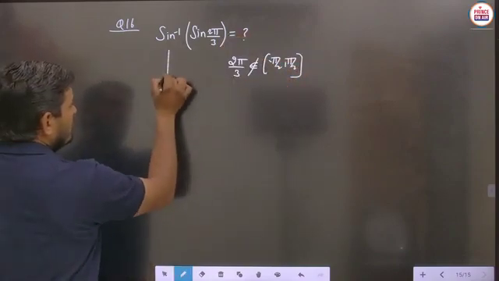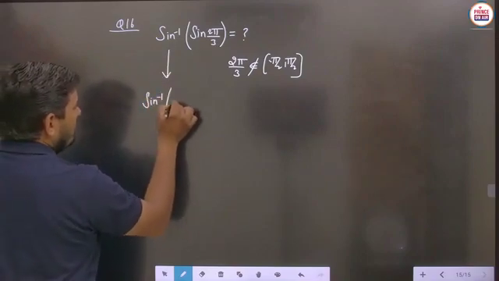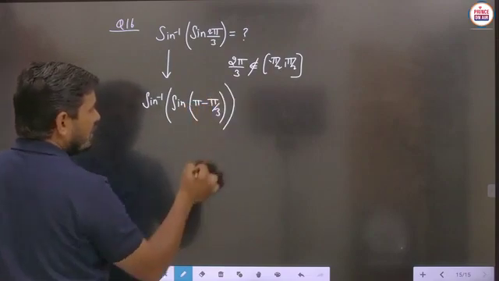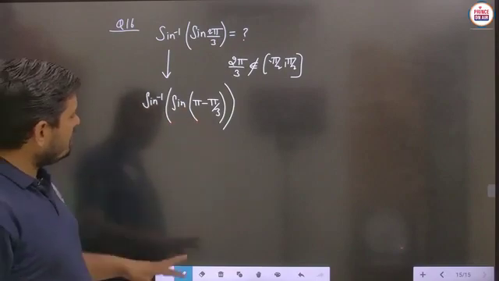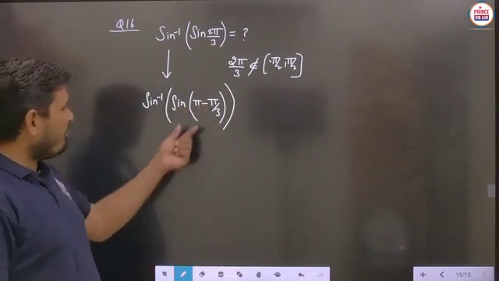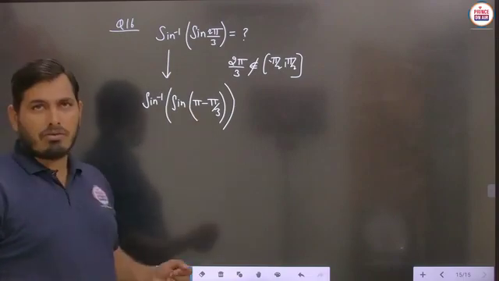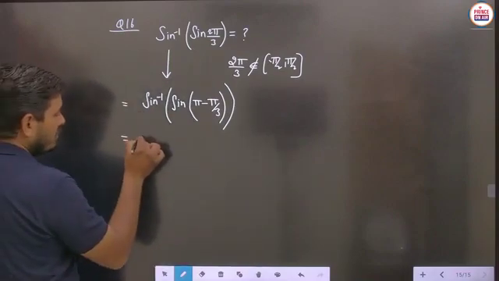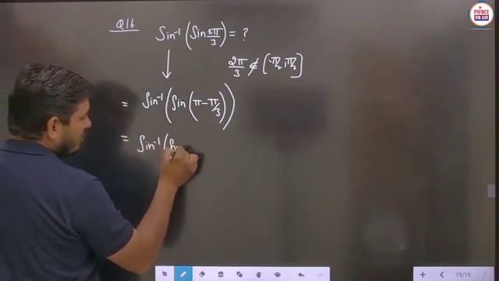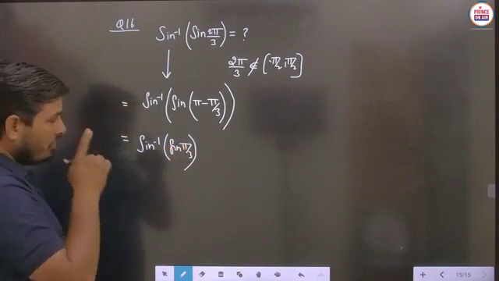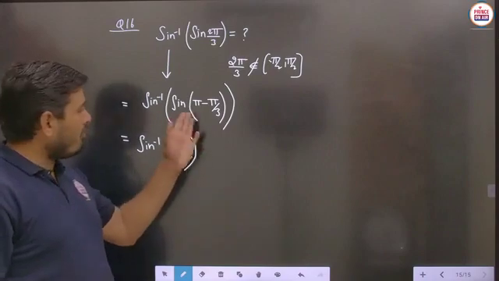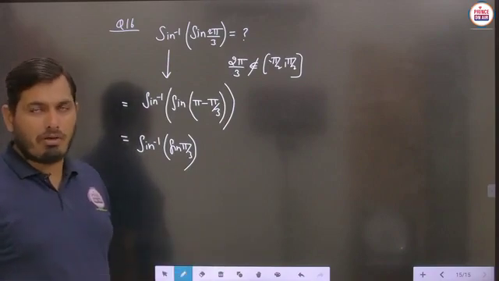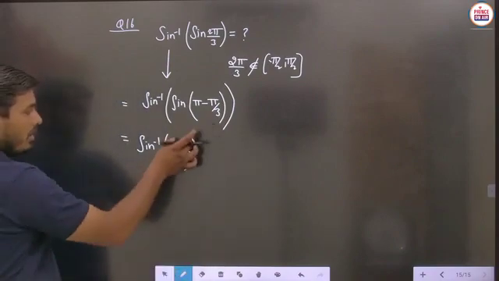So for this part, we have to convert this. Sine inverse of sine 2 pi by 3 can be written as sine inverse of sine of pi minus pi by 3. Now sine of pi minus theta is definitely in the second quadrant, and in the second quadrant sine is positive. So finally we write this as sine inverse of sine pi by 3. As per the transformation formula you learned in class 11, sine pi minus theta is again sine theta, and in the second quadrant the sign will always be positive. So this part can be written as sine pi by 3.